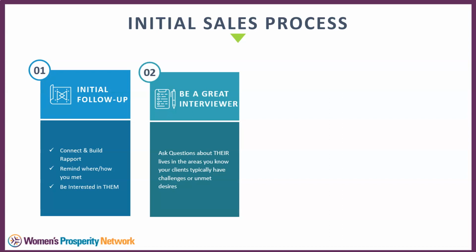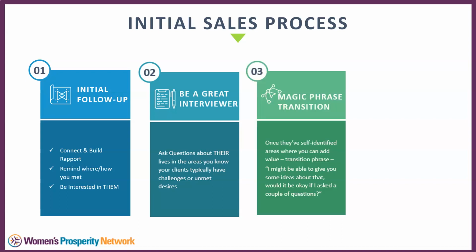Once they identify that they have a challenge or an issue, you then easily transition to what I call the magic phrase. So once they've self-identified areas where you can add value, the transition phrase is, well, I might be able to give you some ideas about that. Would it be okay if I asked you a couple of questions? What you've now done is move them into the area of your expertise.